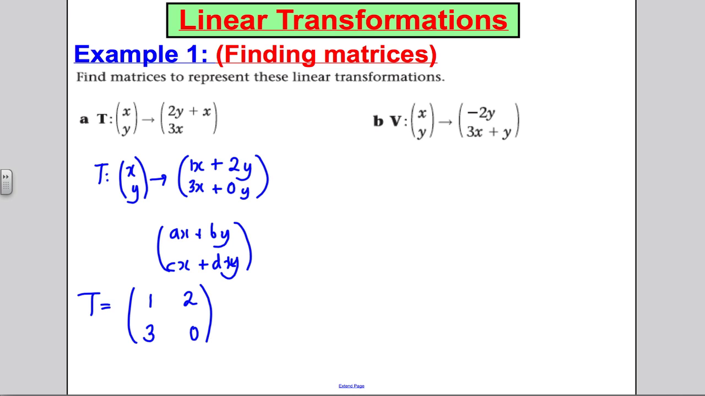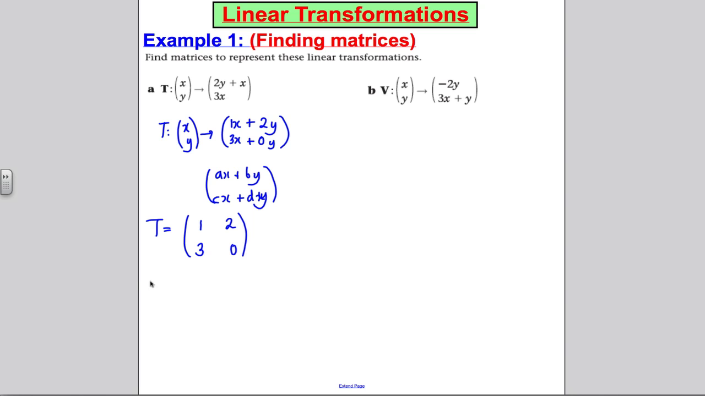Okay, and let's just double check that works. If I was to take the matrix 1, 2, 3, 0 and multiply it by x, y, what would I get? Well, I would get x plus 2y and 3x, which is this here. 2y plus x is the same as x plus 2y. So indeed, that is the correct matrix.